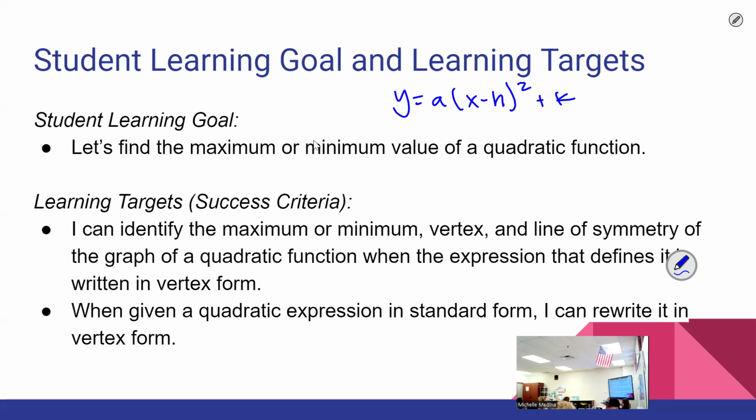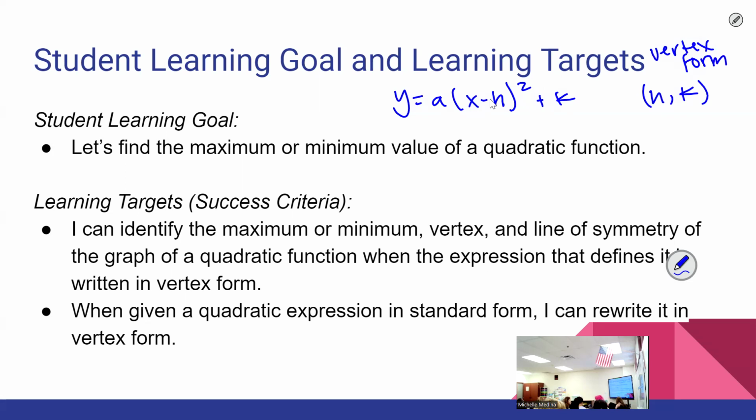What is really easy to see when it's in vertex form? The vertex. That's why it's called vertex form. What letters in this formula would give me the vertex? H and K, because we don't want to use X and Y because that would be kind of confusing. X would be like your input, Y would be your output.